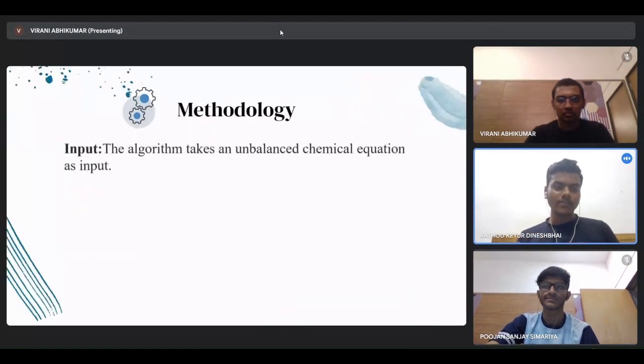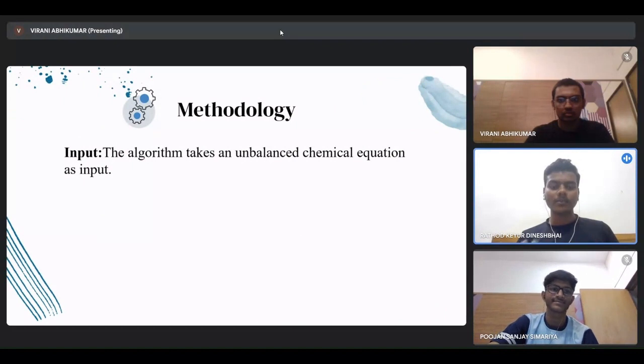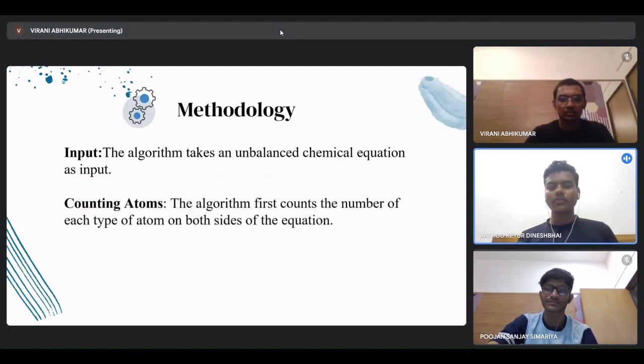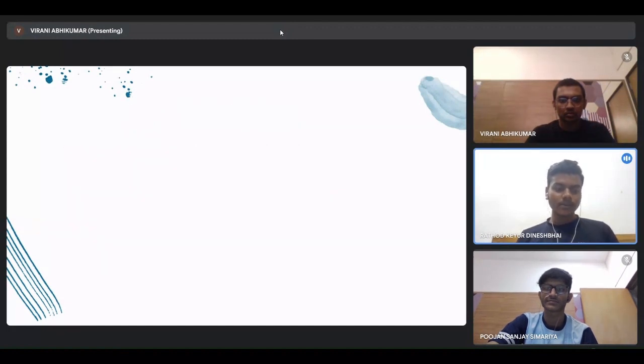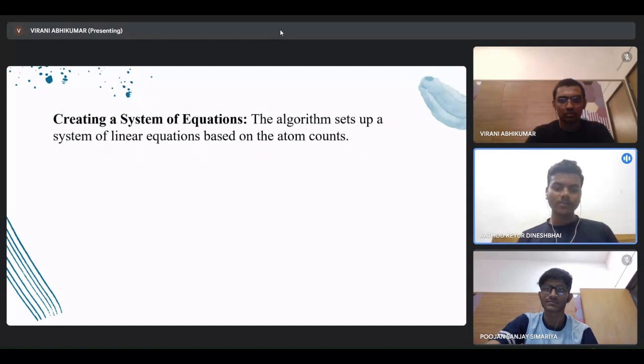Let us look at how the methodology of balancing a chemical equation with matrices works. The first point is input. The algorithm takes an unbalanced chemical equation as input, then counts the atoms. The algorithm first counts the number of atoms of each type of atom on both sides of the equation. By using the count of atoms, we create a system of equations. The algorithm sets up a system of linear equations based on the atom counts.